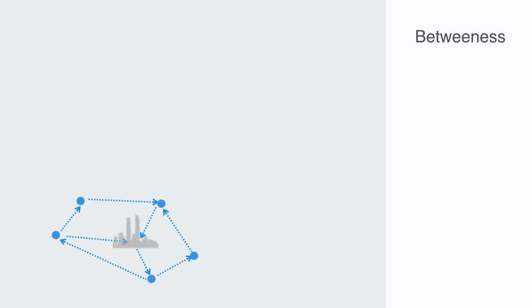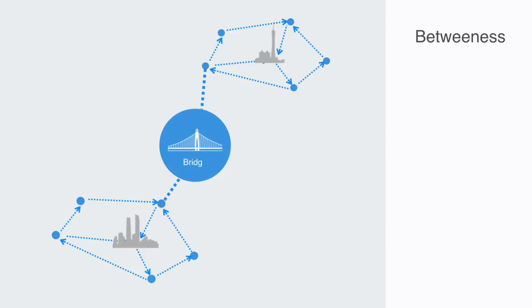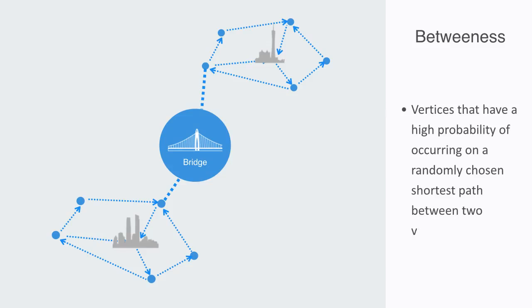Betweenness, as mentioned, is really talking about how critical a node is to a network in its functioning as a bridging point between other nodes in the network. Betweenness centrality quantifies the number of times a node acts as a bridge along the shortest path between two other nodes. In this formulation, vertices that have a high probability of occurring on a randomly chosen shortest path between two vertices have a high betweenness value.